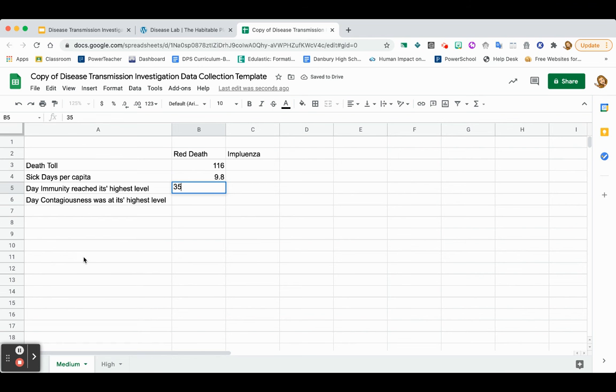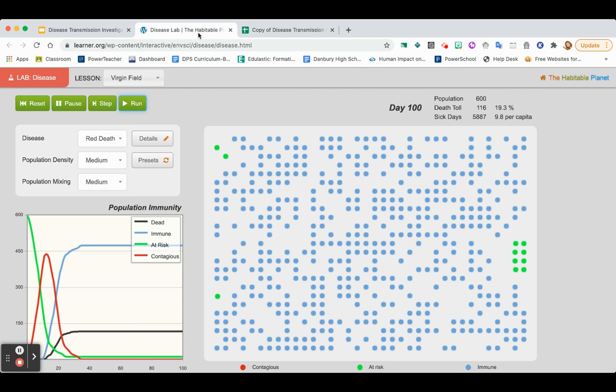I also want to find the day contagiousness was at its highest level. So I'm going to use the key again. So the red line was contagious, and find the peak. So at day 12, it was at 437. Day 3 was 429. Day 13 was 435. So day 12 was when it was at its highest.